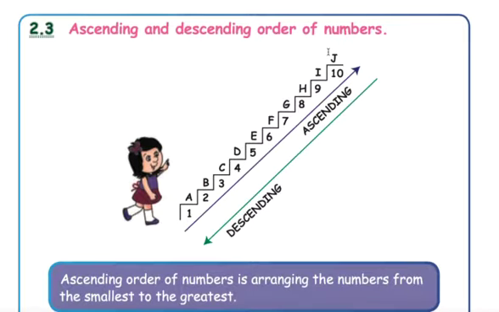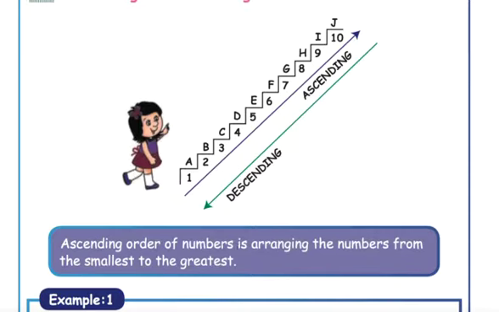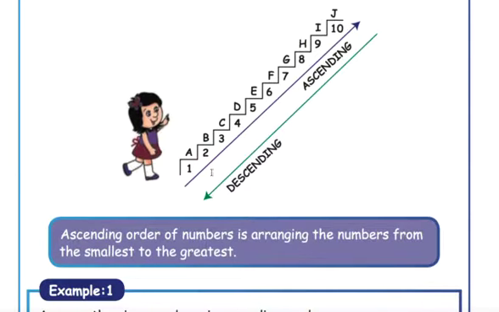Now ascending and descending order of numbers. This is ascending 1, 2, 3, 4 like that. That is ascending. If you count from the other way, that means highest number first. In the ascending order, smallest number comes first. In the descending order, the number having greatest value will come first. So 10, 9, 8. This order is descending. Ascending ordering of numbers is arranging the numbers from the smallest to the greatest, like I mentioned earlier. In the descending order, it is the other way around, that is greatest to the smallest.